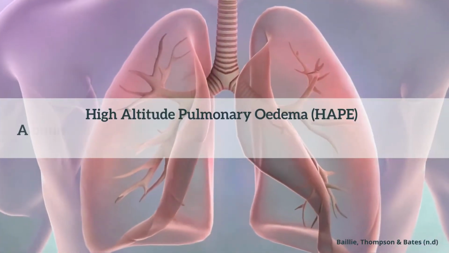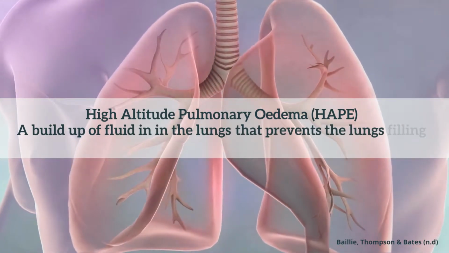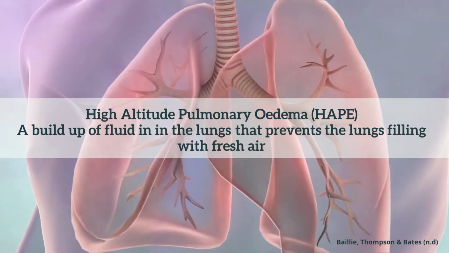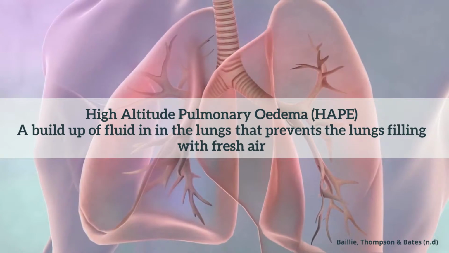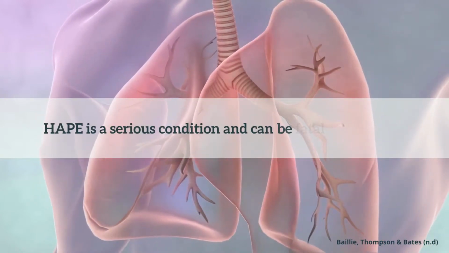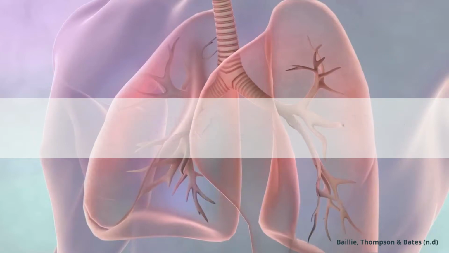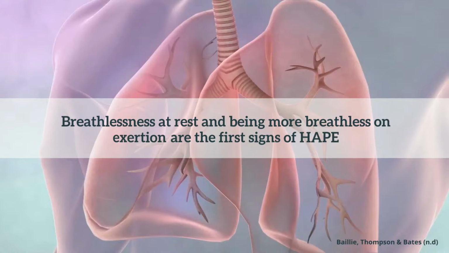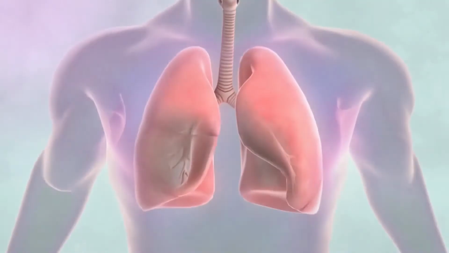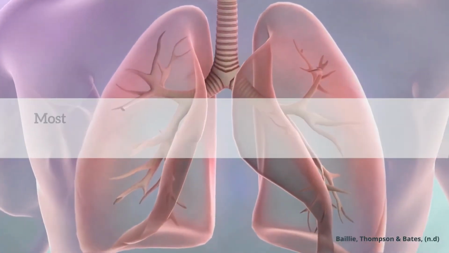High altitude pulmonary edema, or HAPE, is a build-up of fluid on the lungs that prevents spaces opening and filling with air. HAPE is a serious condition and can be fatal within hours. Symptoms of HAPE usually develop within 2 or 3 days at altitudes above 2,500 metres. Breathlessness at rest is one of the first signs of HAPE.